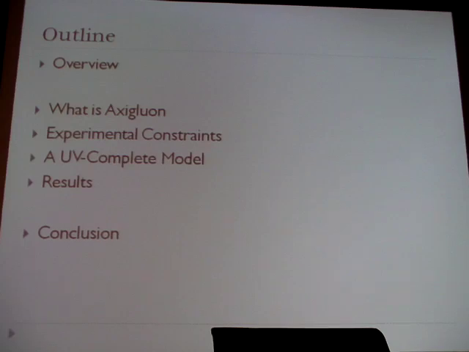First, I will talk about what the forward-backward asymmetry is. Then I will introduce the new particle, the Axigluon, in our model. I will also talk about the experimental constraint, that is the Axigluon search limits, and describe the model we built. In the last part we will talk about the results we get and the conclusion.